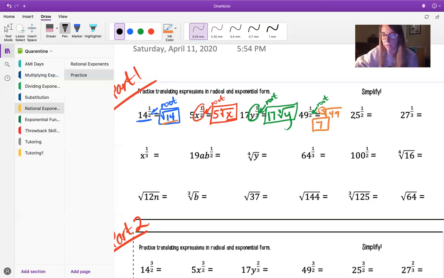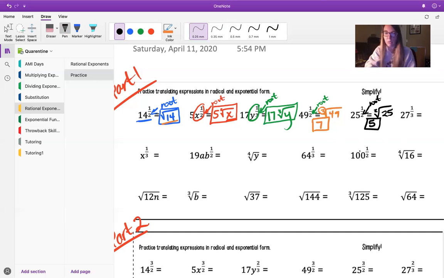Next, we have 25 to the 1/2. So again, that denominator tells us the root. This numerator tells us if we're going to take it to another power, but since it's 1, it doesn't really affect it. So that's kind of why I'm not drawing attention to the numerator just yet when it's 1. Okay, so that's taking the square root of 25. So the question is, are there two numbers that we can multiply by itself to equal 25? Yes, we can. It's 5.